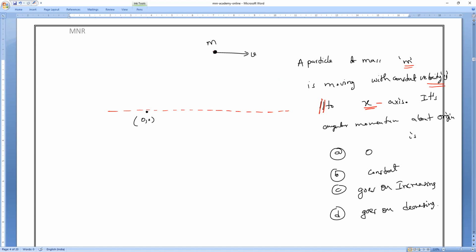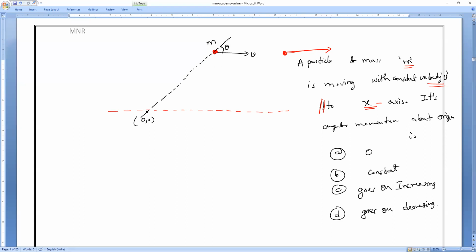Now imagine the particle is here, moving with a constant velocity. Constant velocity means after a certain time the body will come to this point. Am I right or wrong, guys? Now initially the point is here. Let me imagine it is at distance r and has an angle theta. Clear, everyone?